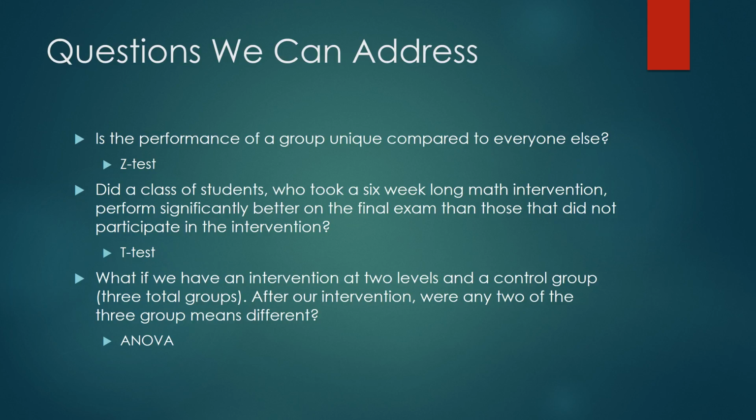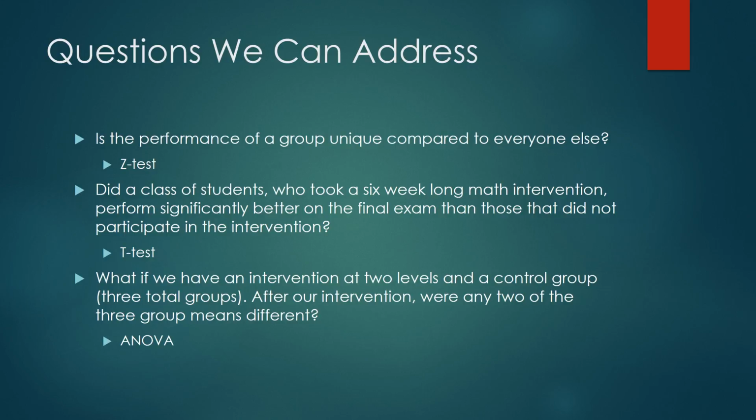So here are some questions that we can address using these three different mechanisms for determining statistically significant difference. The first one is: is the performance of a group unique? And that's unique compared to everyone else. Now, we won't always have a measure for everyone else, but I'll give you a couple of examples through this slide set where we can actually see the measures for most of the others or a big portion of others, and then determine if a particular group is unique compared to that population.